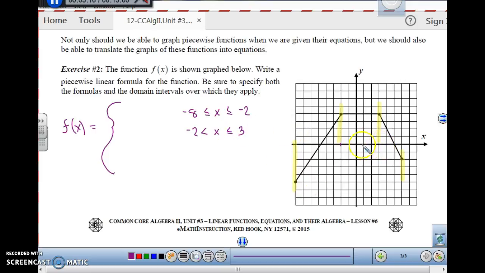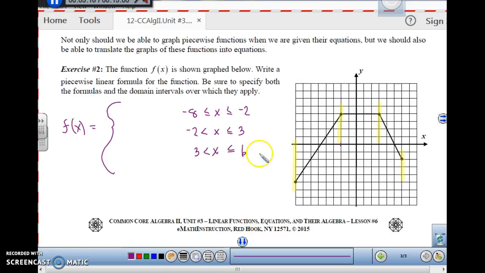And then the third domain is from x equals 3, and since I have equal to here, I'll make not equal to there. And that gives me 3 until I get to 6, inclusive. So those are my three domain intervals. All right, so what we need to do now is figure out the equation of each of the lines.